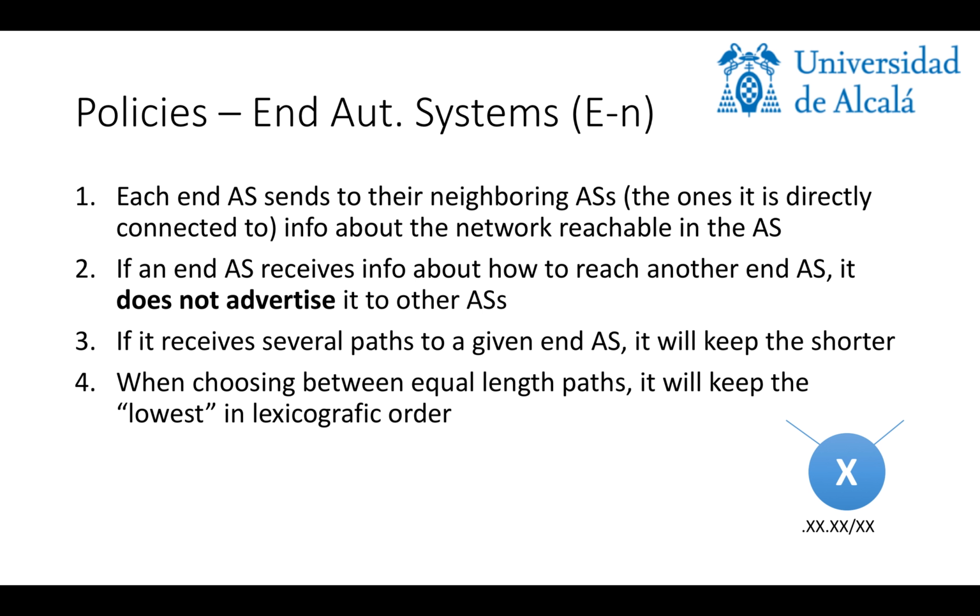The second, that if an end autonomous system receives info about another one, it will not advertise it. The third one, if it receives several paths to a given end autonomous system, it will always keep the shorter. And the fourth one, when choosing between equal length paths, it will keep the lowest in lexicographic order. That means the lowest in alphabetic or numerical order.